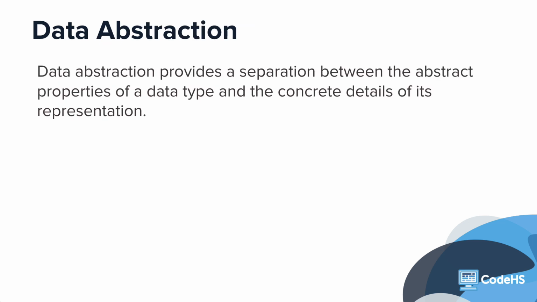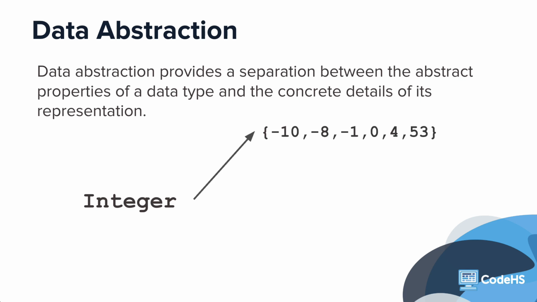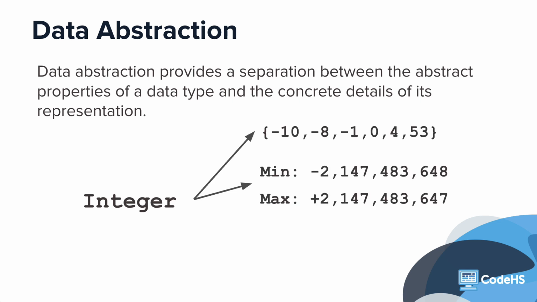Data abstraction provides a separation between the abstract properties of a data type and the concrete details of its representation. For example, an integer has a set of properties that are useful to you as a programmer. It can hold positive and negative whole numbers, it has a minimum and maximum value it can hold, and it can use arithmetic operators. But there are also many details that won't matter to you, and those are abstracted away.